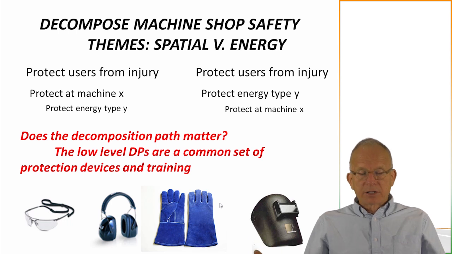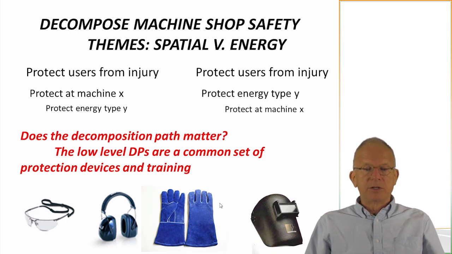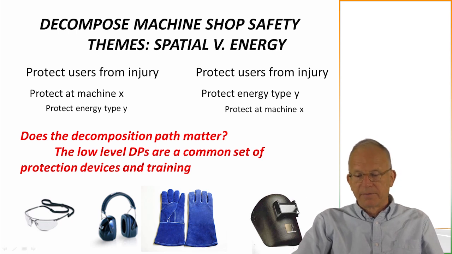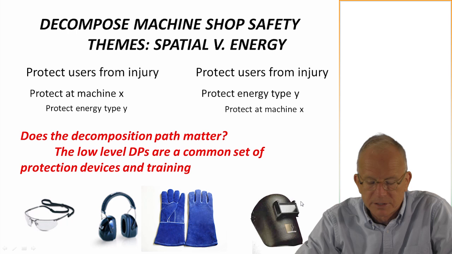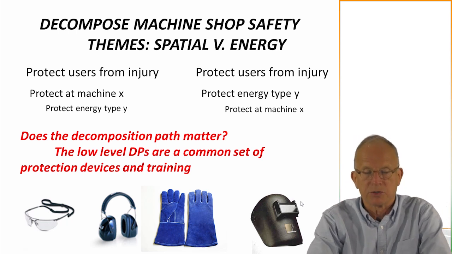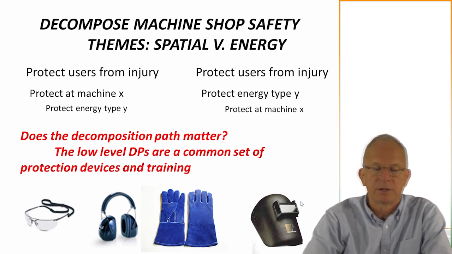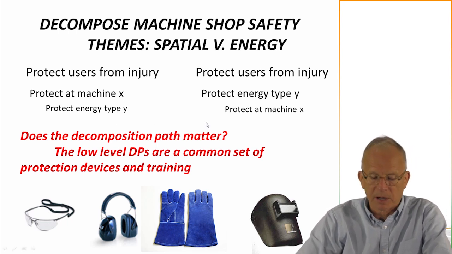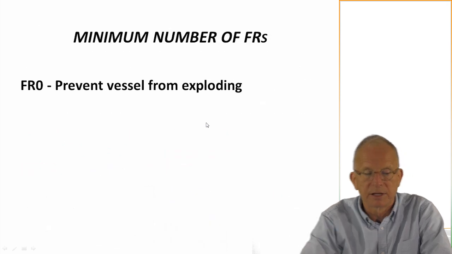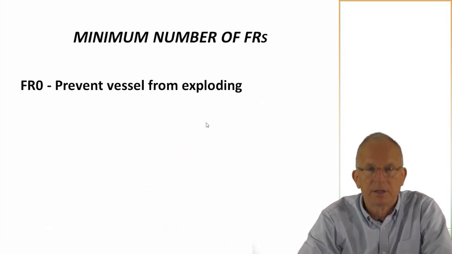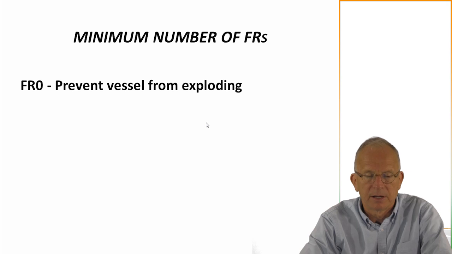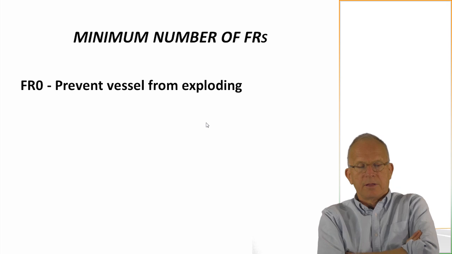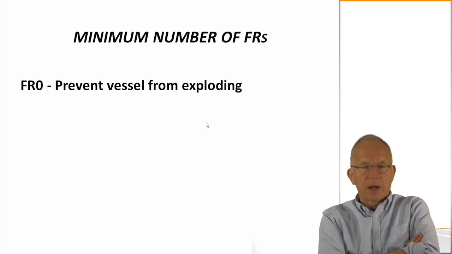So we could say the solutions are equivalent if when we get down to the leaf level, we're looking at things like safety glasses, ear protection, gloves, eye protection. So at that point, the solutions really become equivalent. It doesn't really matter which order we do this in unless one is easier to implement. And so I think it may be easier to implement first the spatial and then the energetic, but that's my personal preference.